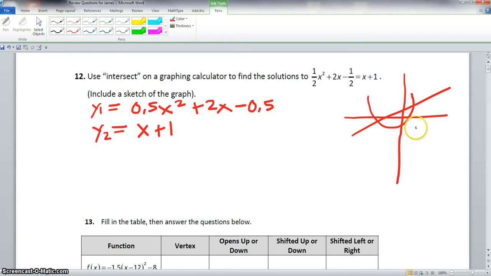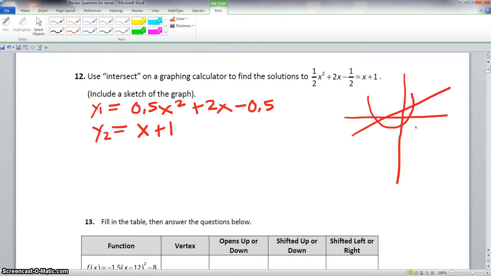Now what we want to do in our calculator next, after you have your graph, press second and then press the trace key. The trace key is right next to your graph key. So again, you would press second, then trace, and then you see the number 5 that says intersect. Press the number 5. Now when you press the number 5, you're going to have to press enter 3 times after that.